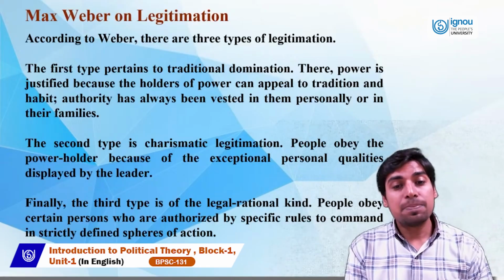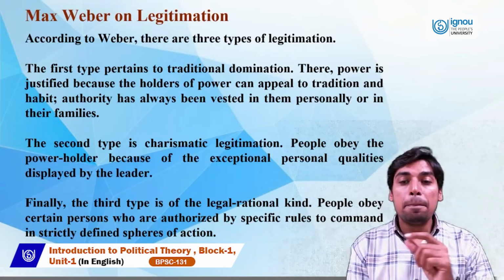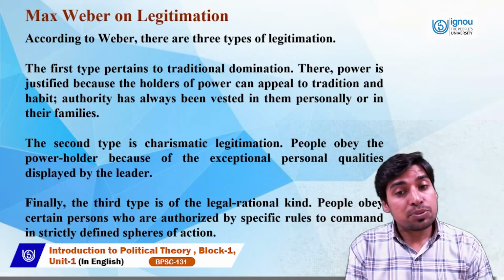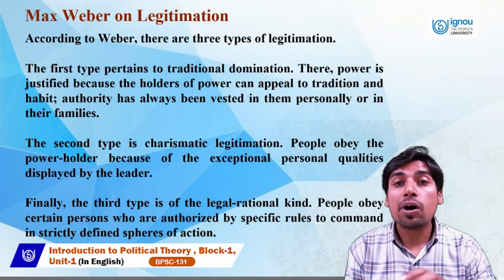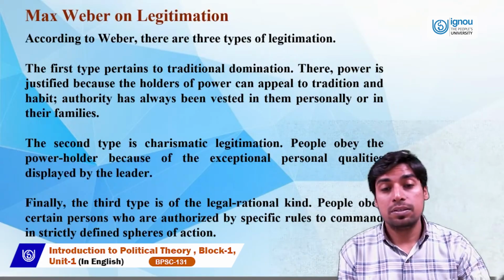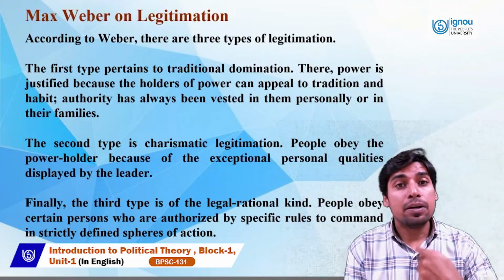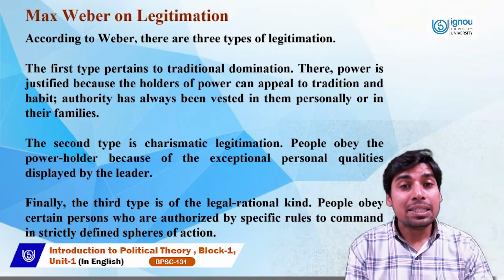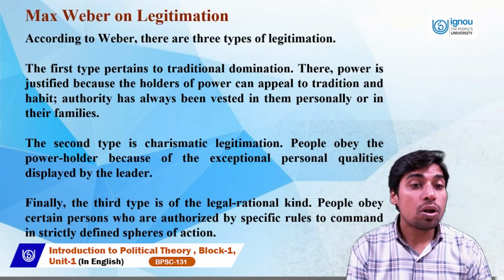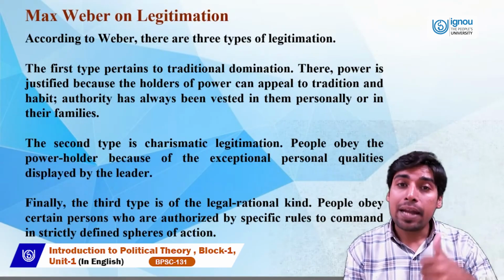The second type is charismatic legitimation. People obey the power holders because of their exceptional personal qualities, which differ from those of others. There are different qualities in leaders. Examples: Modi, Hitler, the USSR, Donald Trump, Manmohan Singh. These are called charismatic leaders, like Narendra Modi and Nehru.